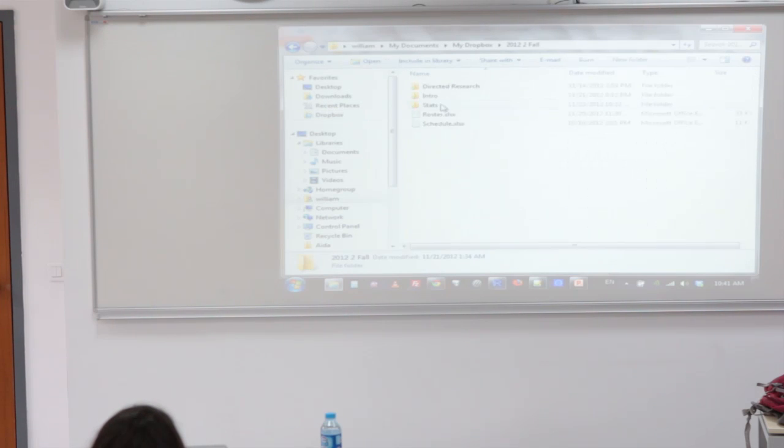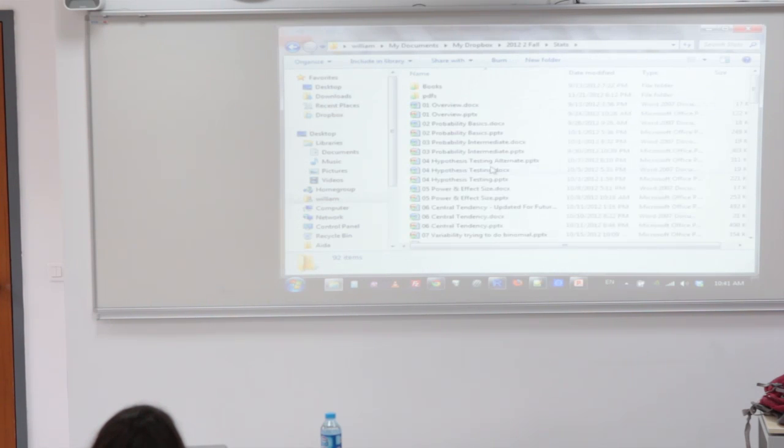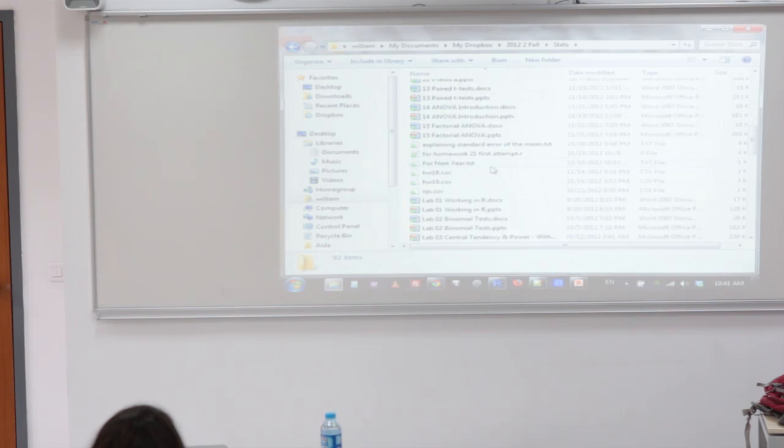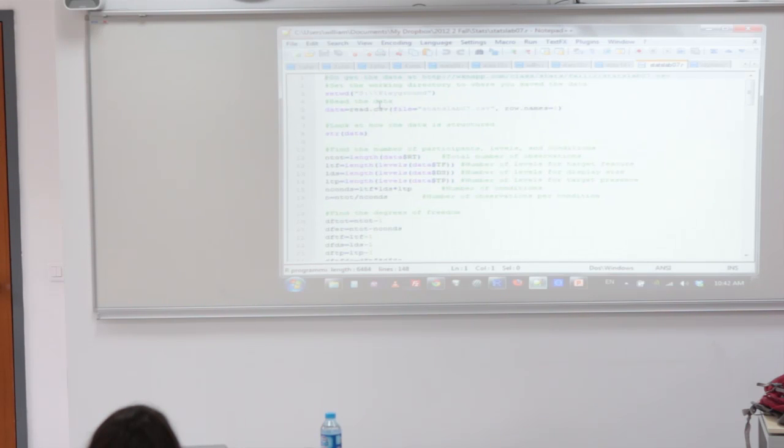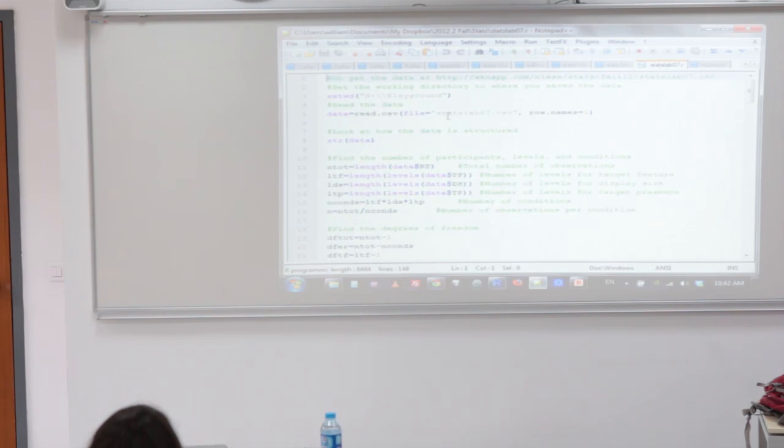Where are we? Stats lab. Voila. Okay. So the first thing I have is I set the working directory, make this bigger. I loaded the data, and then you can look and see how the data is structured.